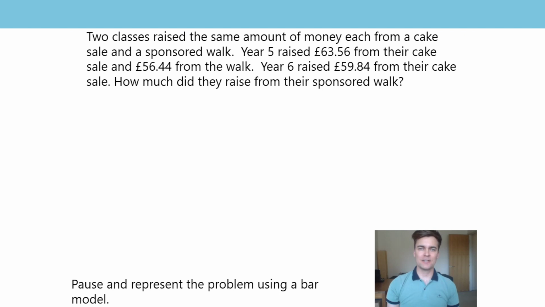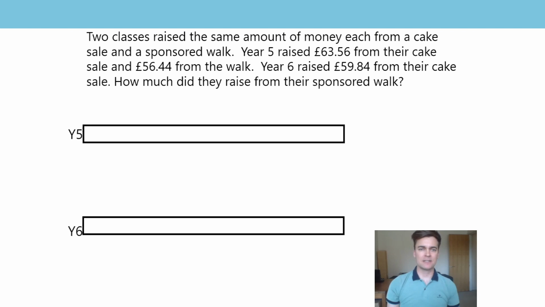Press pause, have a go at drawing a bar model to represent the information from this problem. Press play again and we can carry on. Ready? Let me show you my bar models. 2 classes, Year 5 and Year 6, raise the same amount of money. So 2 bars that are equal.